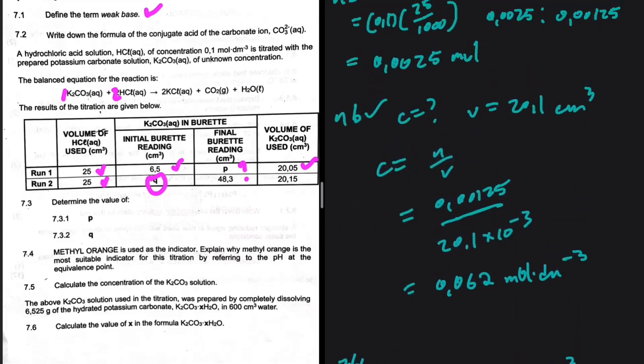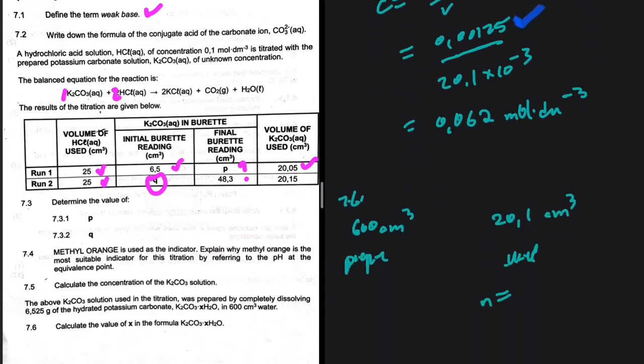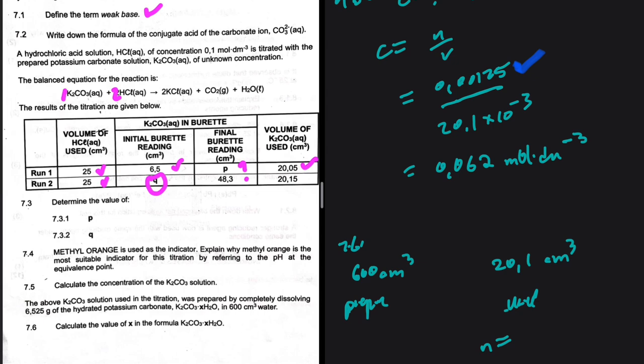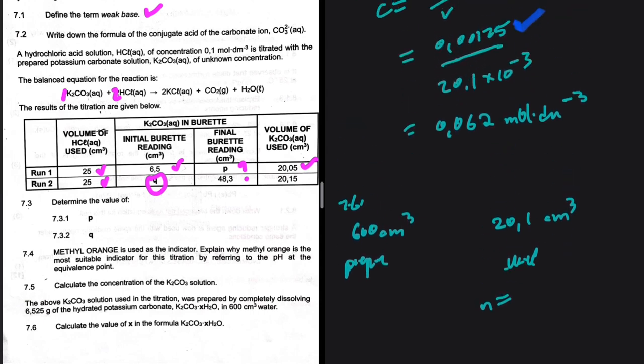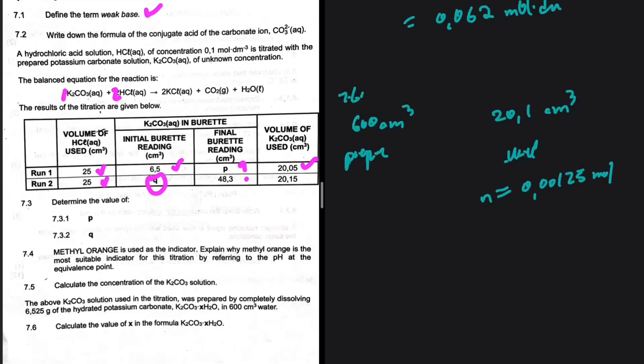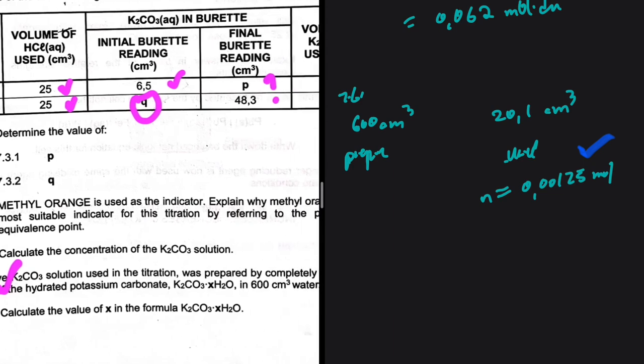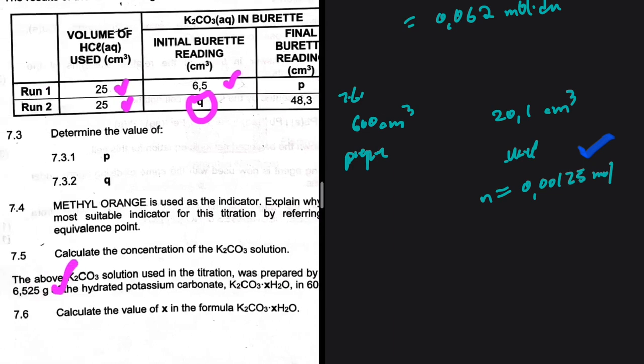Let's find out. We had 0.00125 number of moles present in a volume of 20.1 centimeter cube. So the number of moles here is 0.00125 moles. These are the number of moles present in 20.1 centimeter cube. But we know that this mass was dissolved in 600 centimeter cube. So what is the number of moles present in 600 centimeter cube, right? That's the question I'm asking myself. How am I going to find that?